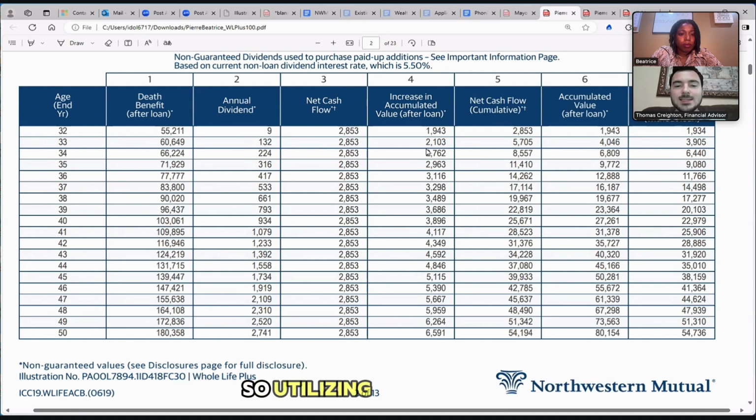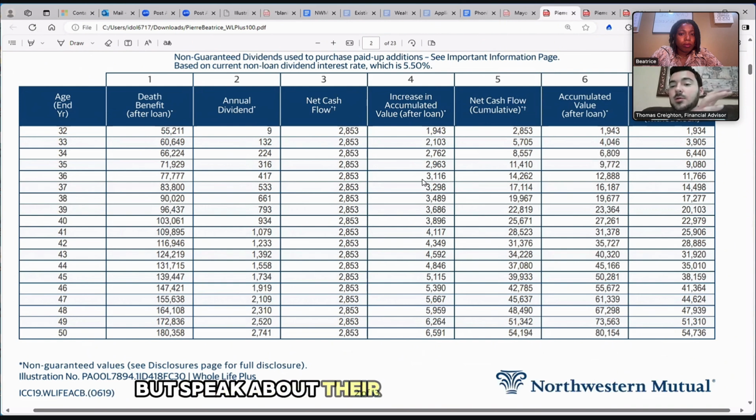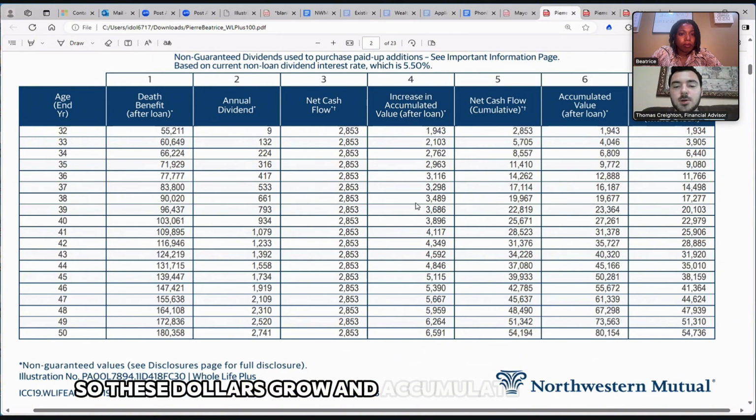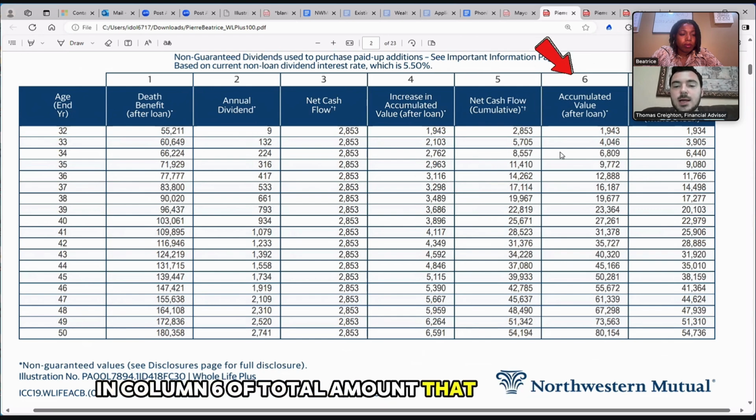So utilizing these things, of course, there are other buckets we can use as well, like Roth IRAs, which you can also get some nice tax benefits from for long-term investing and saving, but that's going to be different. That's typically going to be stuff outside of the market. So these dollars grow and accumulate here. Columns 4, 5 and 6. Okay, 5 is the total amount I paid in. Column 6, the total amount that I have available.